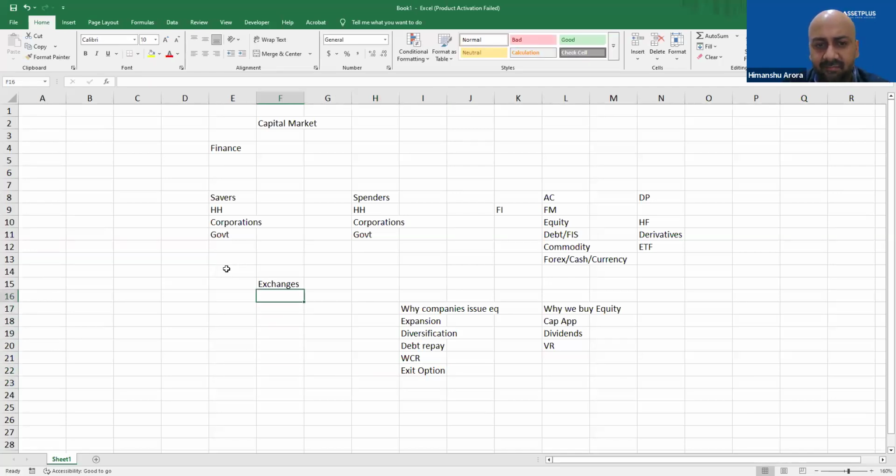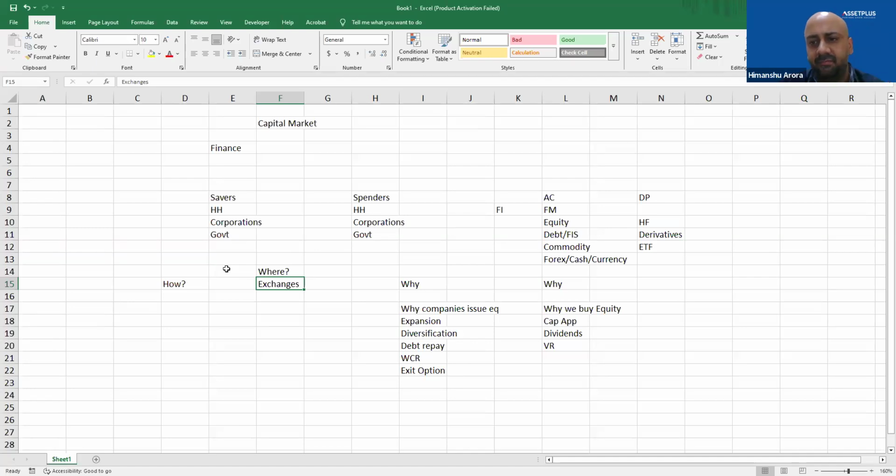Now the question arises, where does a company issue equity? A company issues equity on exchanges. There is another question that the book answers, how does a company issue equity? So one, where, why, and how. So first let us talk about where. The company issues equity on exchanges.